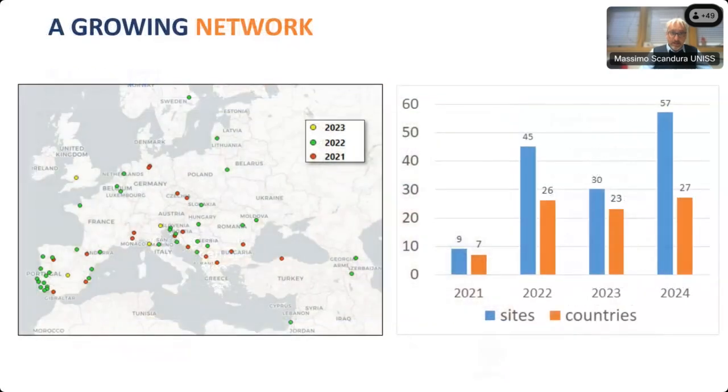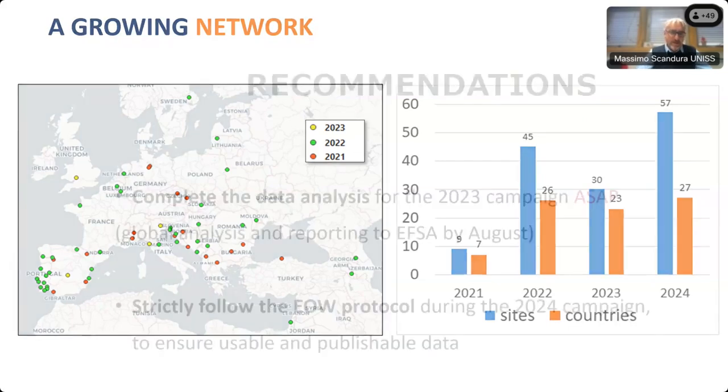The network is growing, so it started with a few sites and a small number of countries, then increased. Last year, that was this stop and go year, 2023, we had still some participants continuing to collect data, but this year we are increasing in number of participants and the number of countries covered by the observatory, so we are quite satisfied.